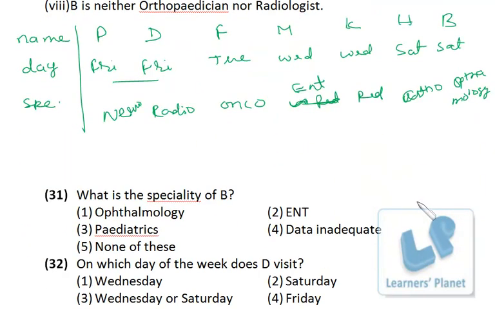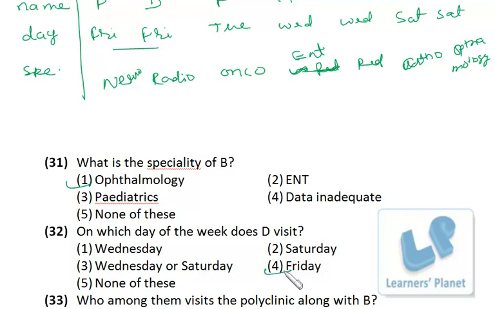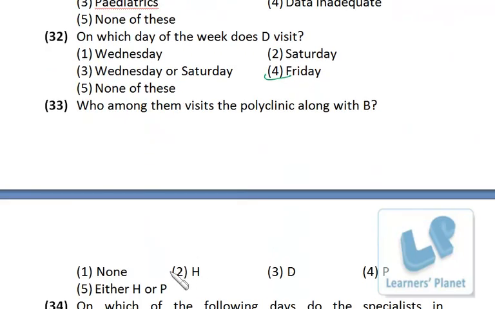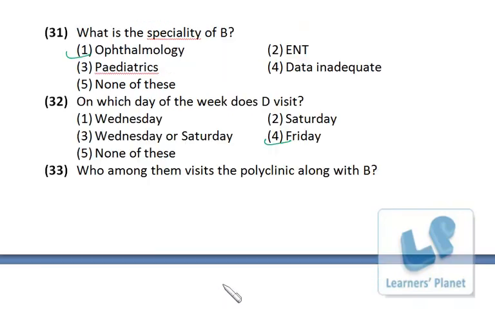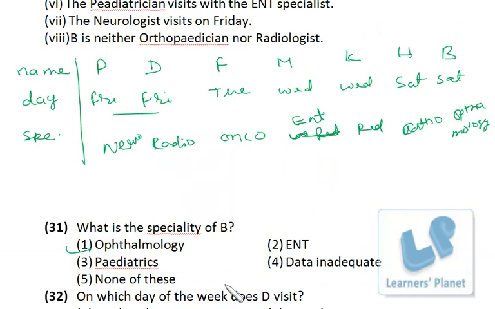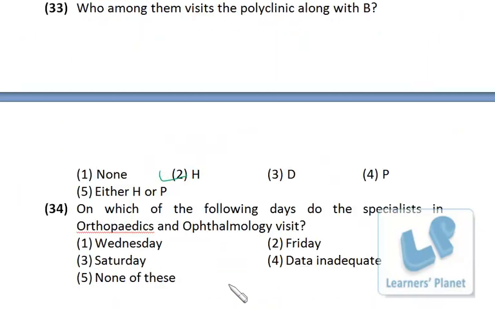So just fill up the things. Just answer all the questions. What is the specialty of B? So B specialty is ophthalmology. On which day of the week does D visit? D on Friday. So that's simple. Who among them visits a polyclinic along with B? Along with B, H visits. On which of the following days do the specialists in orthopedics and ophthalmology visit? Orthopedics and ophthalmology, H and B, they visit on Saturday.